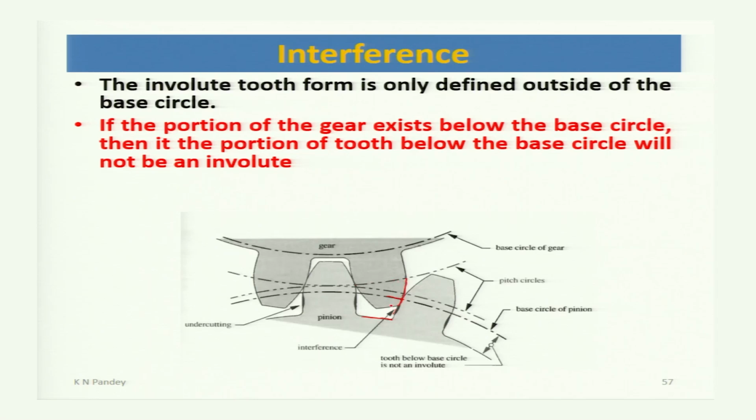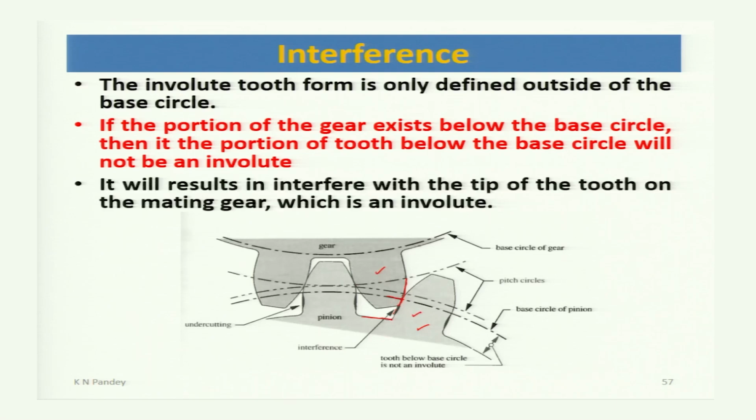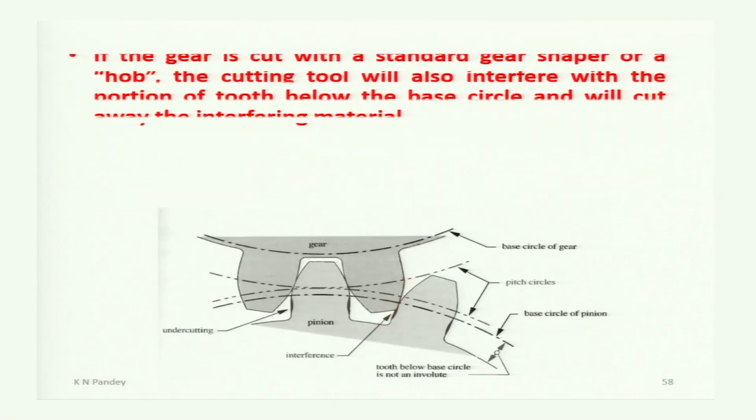It is the addendum part. So, the addendum part is involute, but it is meshing with a part of this gear which is below the base circle. So, this involute part of this gear is meshing with the non-involute part of this gear. This is called interference. It will result in interference with the tip of the tooth on the mating gear, which is an involute.